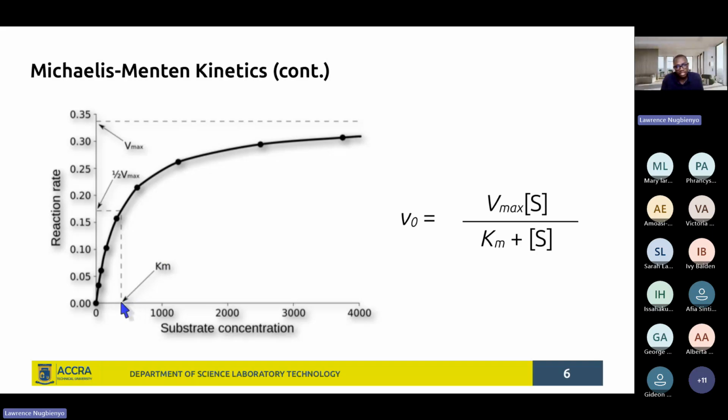Now, what you pay attention to on this curve is that the Michaelis-Menten constant is shown as the concentration of the substrate at which half of the maximum of the rate of the reaction is reached. So that is the Michaelis-Menten constant.